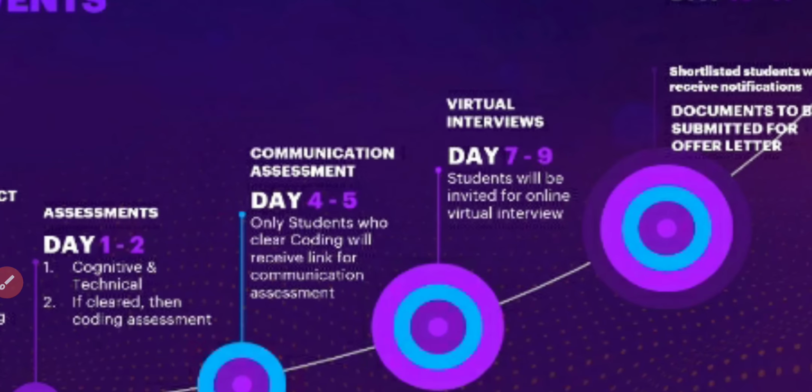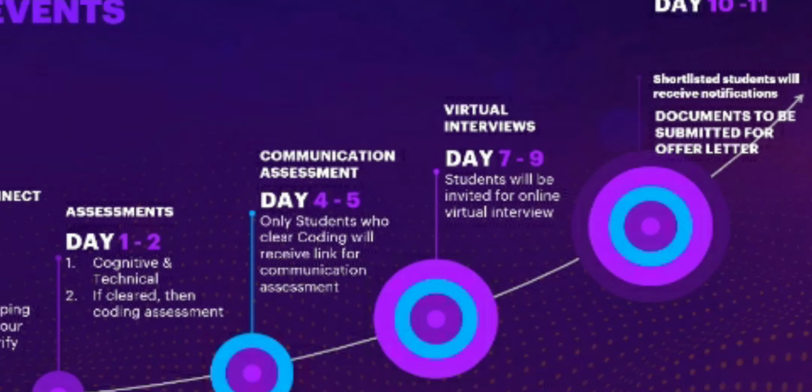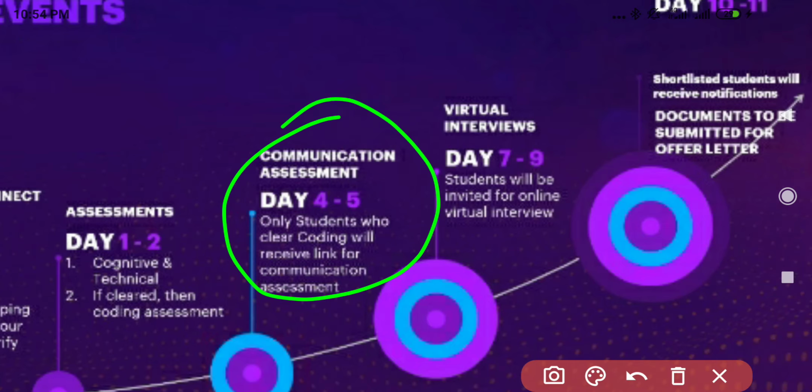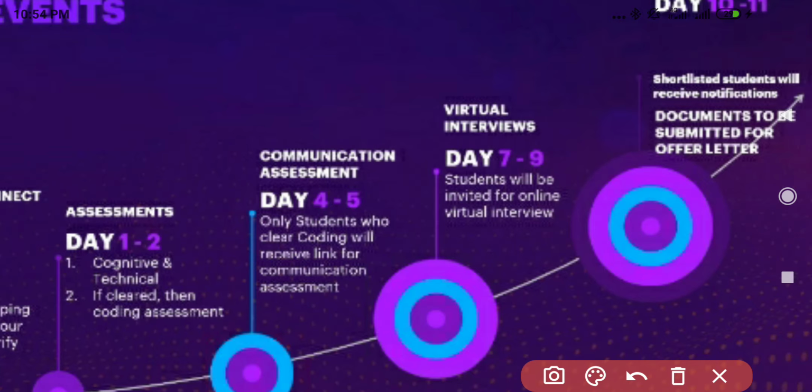Okay guys, so after that we will be having another test, that is the coding assessment. So now we are here. Let me just change this ink so that you can see it properly. Now you are in this phase, that is day 4 or 5. Only students who clear coding will receive the link for the communication assessment. And note that it's not an elimination round. So this was the elimination round and this was the non-elimination round, NE I can say.